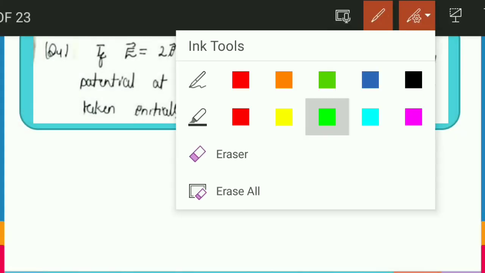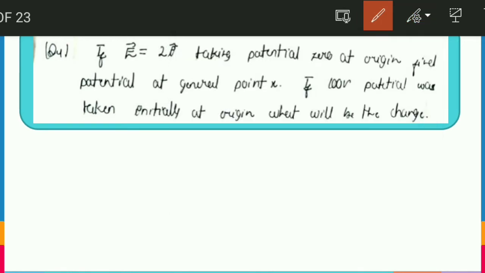Yes friends, let's see this question, how we have to do this. Let me read the question for you. It says if the electric field is 2 i cap and taking potential 0 at origin, we have to find the potential at a general point x. And in the second case, if 100 volt potential was initially taken at origin, then what will be the changes? So let's find for the first case.